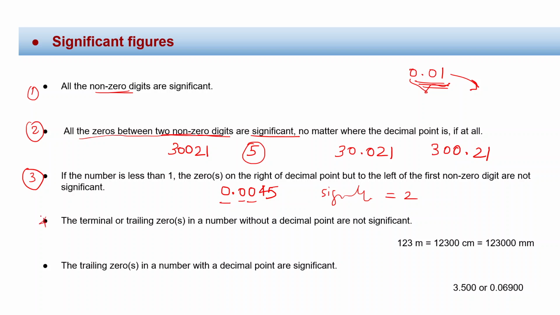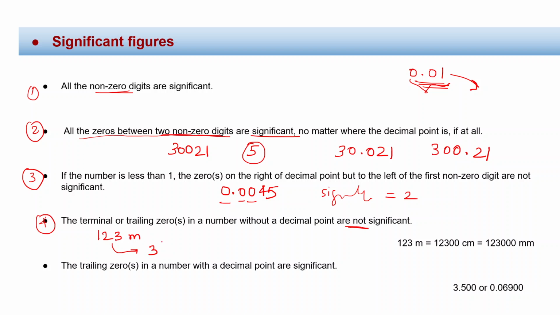Now the fourth rule is that the terminal or trailing zeros in a number without a decimal point are not significant. Here you can see an example. If some measurement gives me 123 meters, say there is some stick or building 123 meters long, then the number of significant figures here will be 3, right? Because there is no zero, so it's pretty clear.